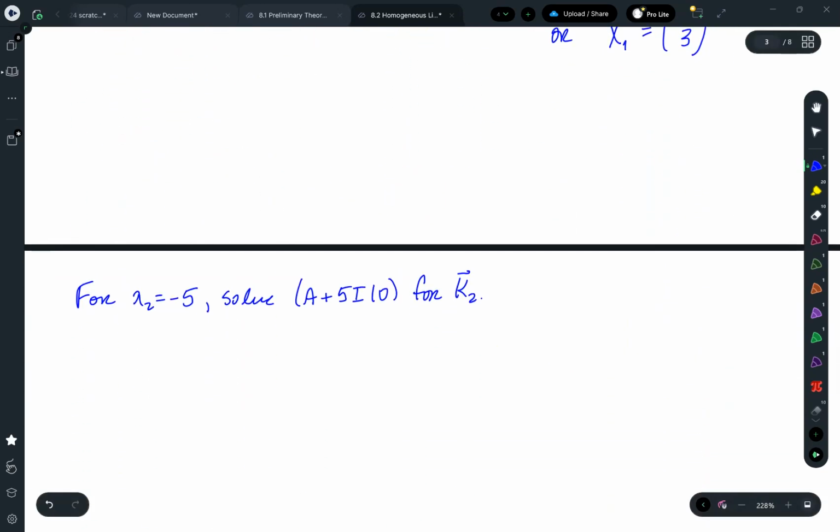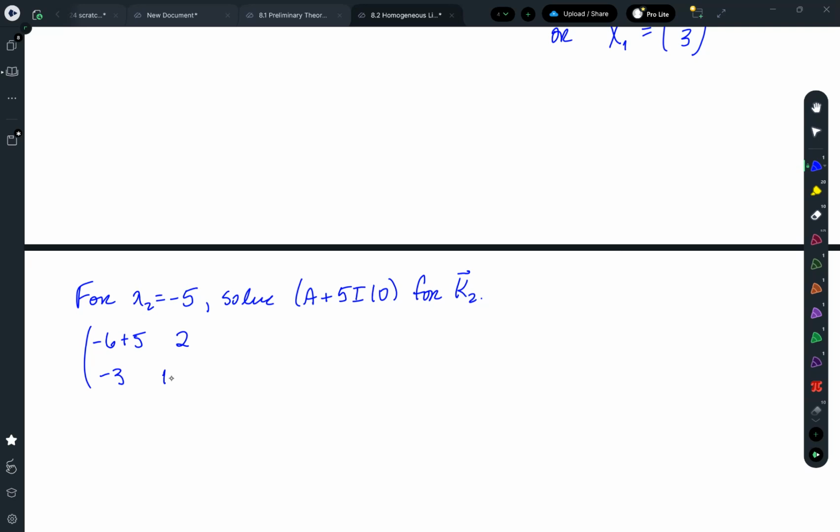Okay. Now, when I plug in a -5 to the A minus lambda I that I can see up here, what I'm going to get is a -6 plus 5, and then I have my 2, I have my -3, and I have a 1 minus a -5, so it's 1 plus 5, and then my equal bar and zeros on the other side. This becomes, after I simplify things, -1, 2, 0, and a -3, 6, 0.